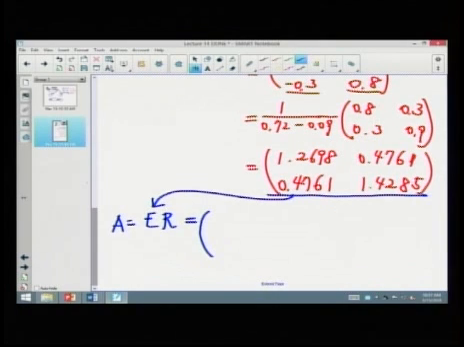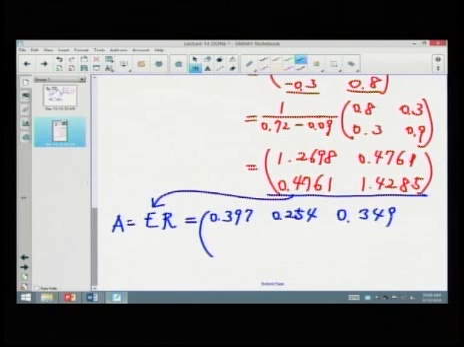Okay, now I have 0.397, something, and here I have 0.254. Okay, I have 0.349. Down here, 0.524.